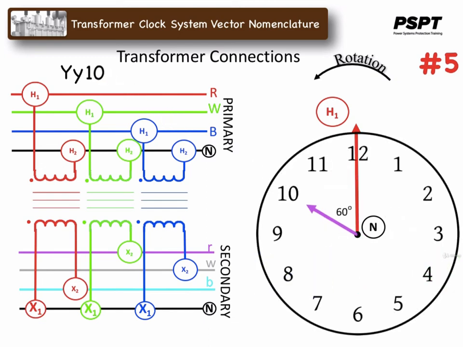The clock system would tell us that there is a 60 degree leading displacement of the secondary voltage, meaning the clock system nomenclature would be YY10.